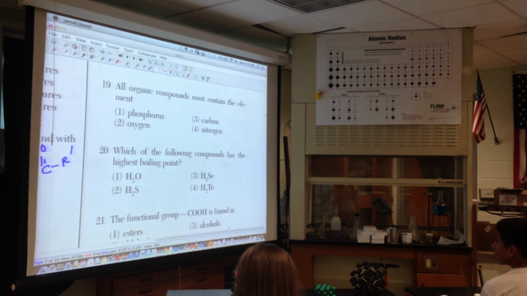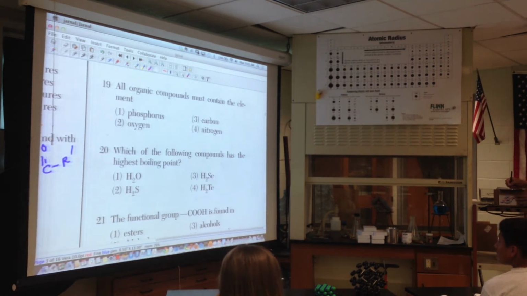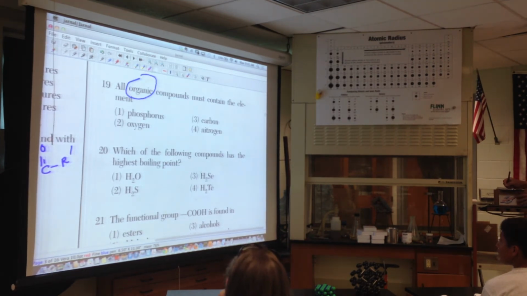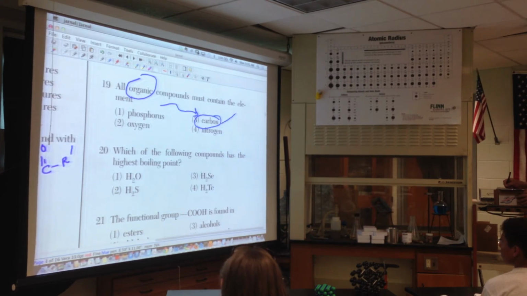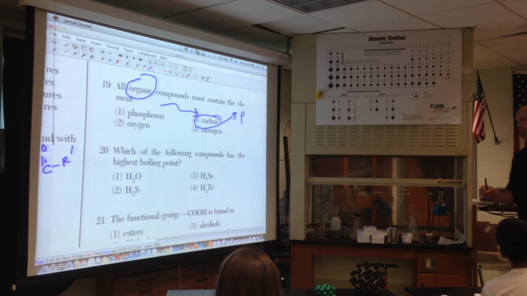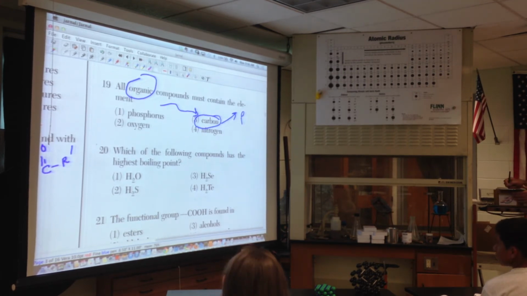All organic compounds must contain the element what? If you're organic, my friends, you have to have carbon. Everything that's organic starts with a prefix indicating how many carbons, in Table P: meth, eth, prop, but. How many carbons in the carbon chain? Moving forward, 19 is 3.